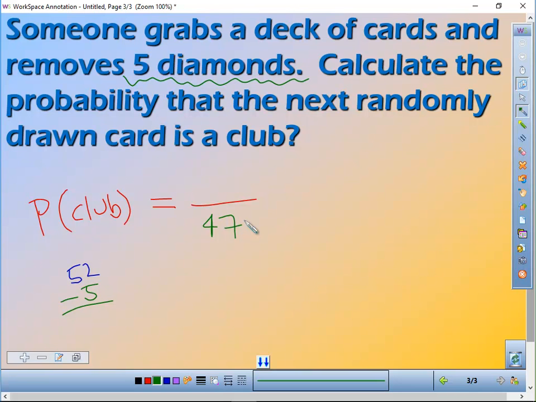5 diamonds are gone. Now they want us to calculate the probability that the next card we draw is going to be a club. So what should I fill in here? Well, normally we would fill in 13. Do you still fill in 13? Actually, how many clubs are there? Are all 13? Yeah. All the cards they took out before, they kind of purposely chose diamonds. So all 13 clubs are there, and that right there would be your answer. And you could turn that into a decimal or a percentage if you wanted to, but that's really not necessary. There's 13 out of 47, and that would be your probability.